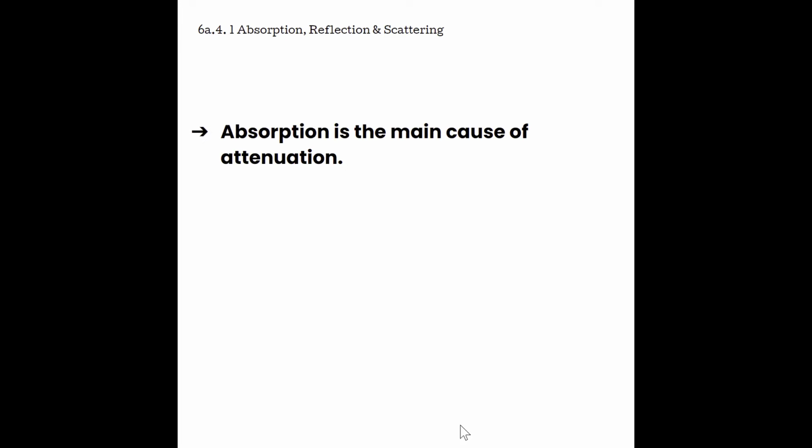The first attenuation cause that we're going to talk about is absorption. Absorption is the main cause of attenuation. Absorption happens when a reflector takes in a lot of that sound energy and transfers it into another form of energy. This is typically going to be the form of energy called heat.